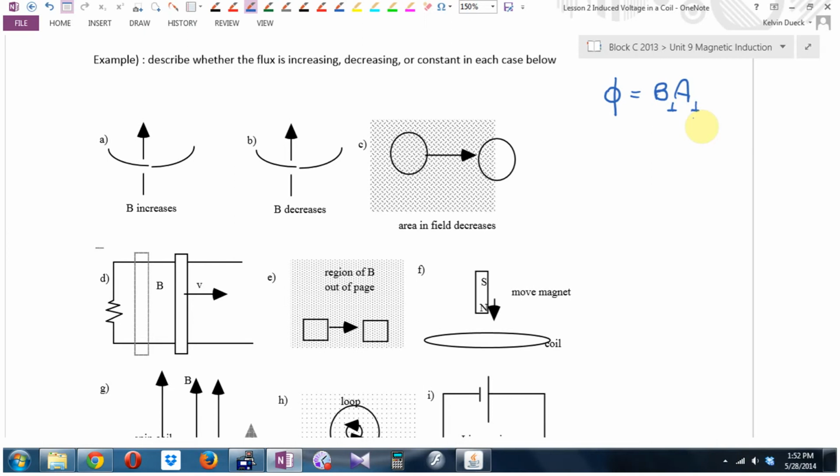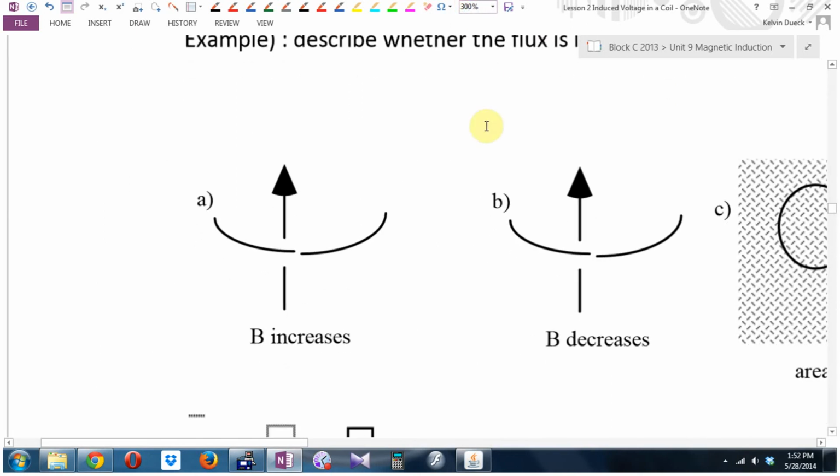Okay. What do you think, situation A? If I increase the magnetic field, what do you think happens? Is the flux constant, increasing, or decreasing? If this bulb gets brighter, will more lines of light flow through it, less lines of light flow through this, or the same amount? Okay, flux is increasing here.